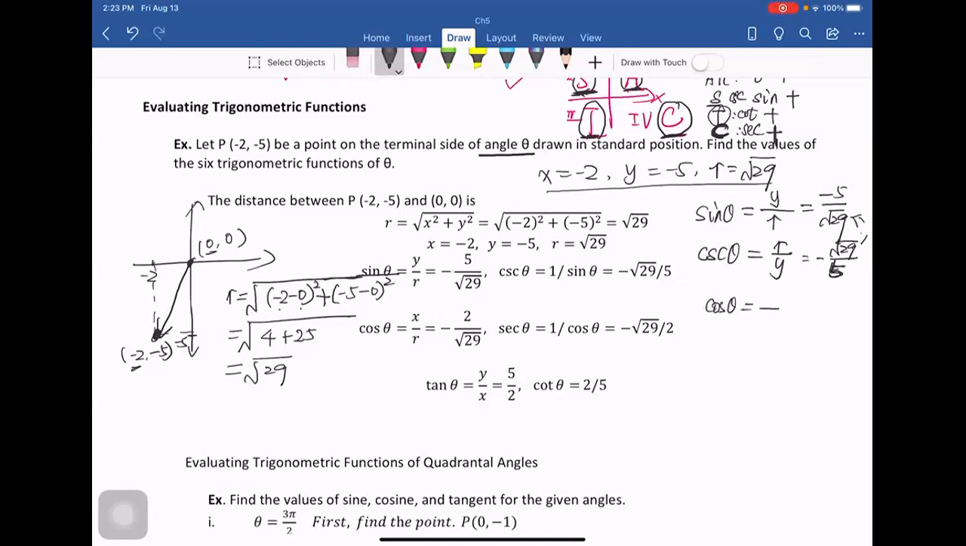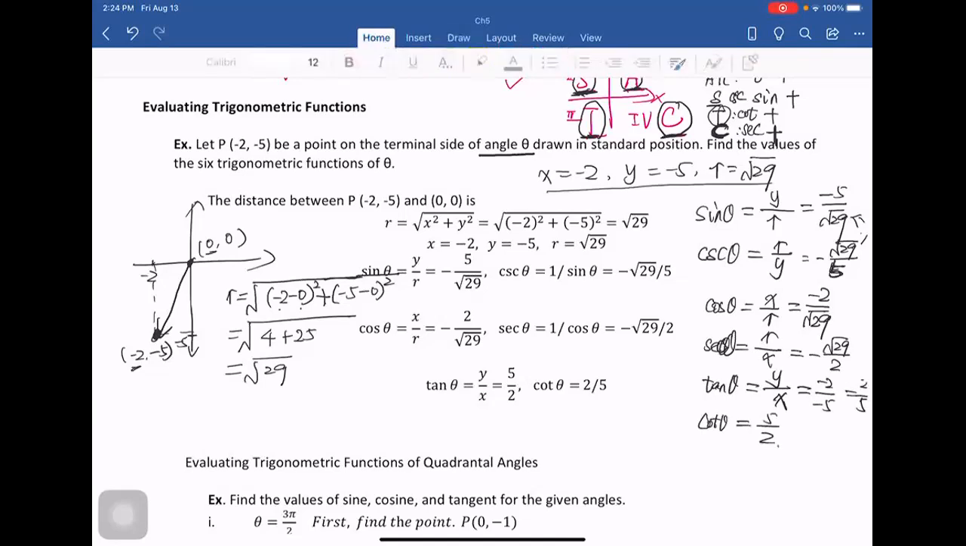Cosine theta equals x over r. Plug in the x, which is -2. R is square root of 29. Secant theta equals r over x. That's negative square root of 29 over 2. Tangent theta equals y over x. That's positive because -5 over -2, that's 5 over 2. Cotangent theta equals 2 over 5. So we find all of these 6 functions.